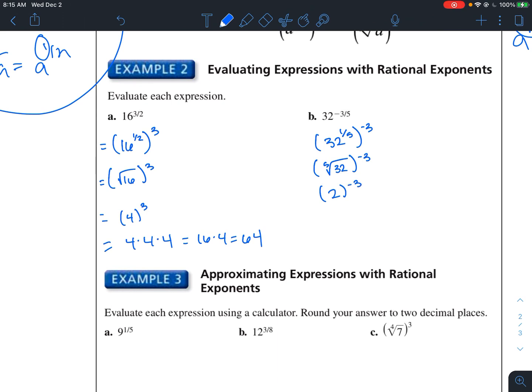Now I can reverse this, so this is over 1. Now I can put this in the denominator, which becomes 1 over 2 cubed, which makes the exponent positive when I put it in the denominator. And 2 cubed is equal to 8, so I get 1 over 8.